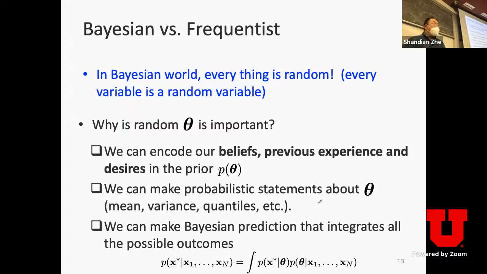And the third thing is about prediction. I just give you some idea because you will see the benefit later when we touch specific problems. But the benefit is that we can make Bayesian predictions that integrate all possible outcomes. That will make your prediction more robust.